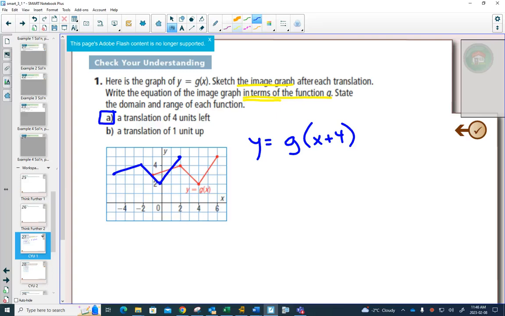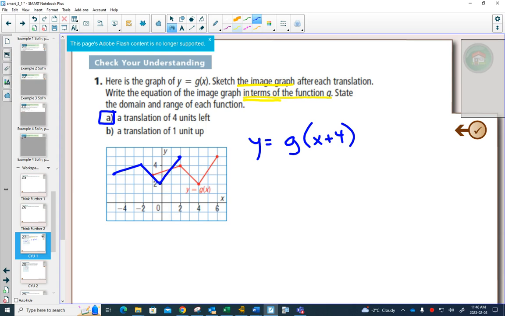So now this is what it means to write something in terms of. Sometimes the question just says in terms of x. Then you need an x somewhere on the right-hand side of your equation. This one said in terms of the function g. We need to have the function g on the right-hand side of our equation somewhere.